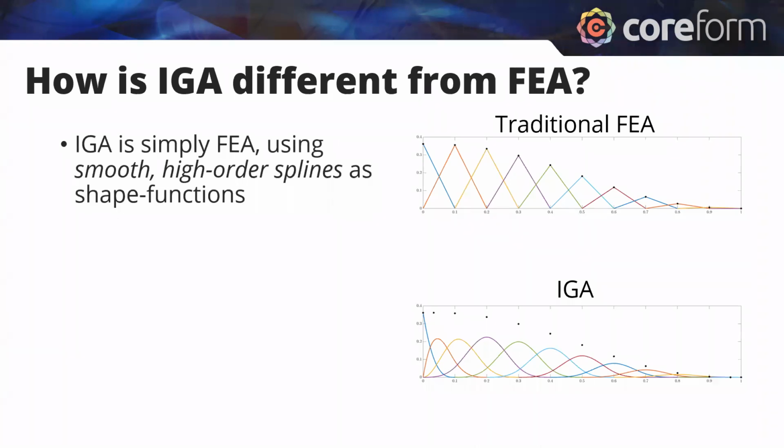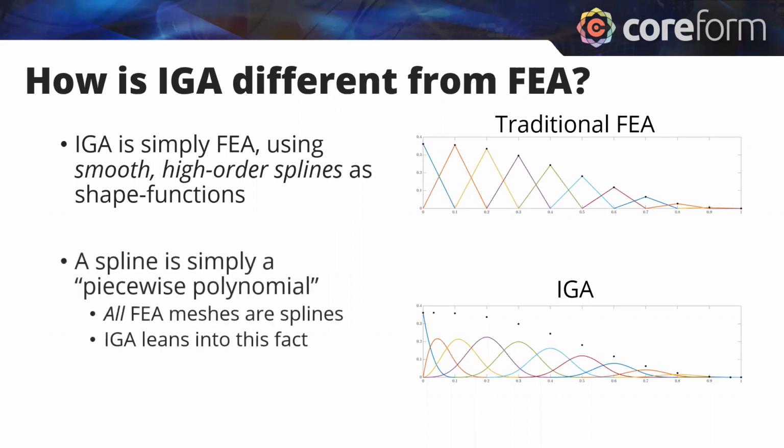So IGA simply is FEA. The only difference is that we're using smooth high order splines as the shape functions. So we've departed from low order elements, but also from low order non-smooth splines. In fact, every single mesh you've ever built is actually a spline, because a spline is simply a piecewise polynomial.